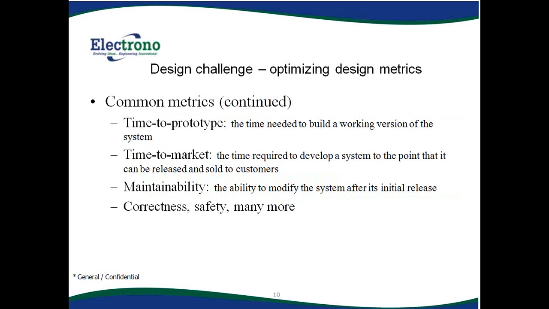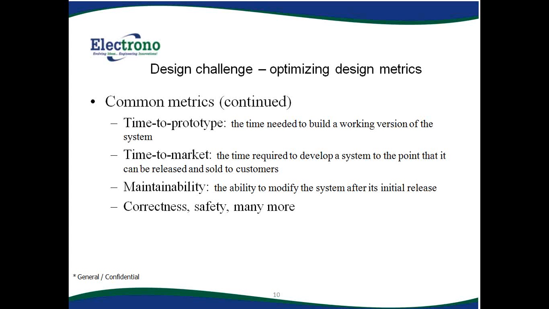So common metrics continue. Time to prototype is the time needed to build a working version of the system. This also should be very limited. It should not take too much. Like if I am designing a system which is required by the customer today, or maybe after 1 month or 2 months, but if I take more time to build that working version, like 4 months, 5 months, there is no use.